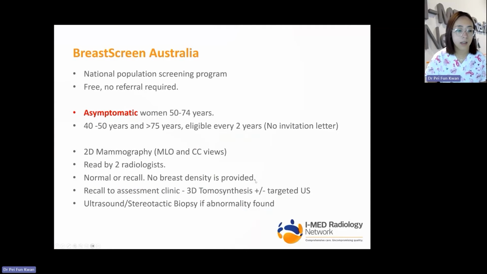Once the patient is recalled to the assessment clinic, we would do 3D tomosynthesis to work up what's abnormal, and whether we can tell that it is normal after assessment. If there is any suspicion of a focal abnormality, we will perform targeted ultrasound. So it's not a comprehensive assessment with ultrasound, only the targeted region. This is what breast screen is able to provide. And if there is a target lesion, then ultrasound or stereotactic biopsy will be performed for further evaluation.